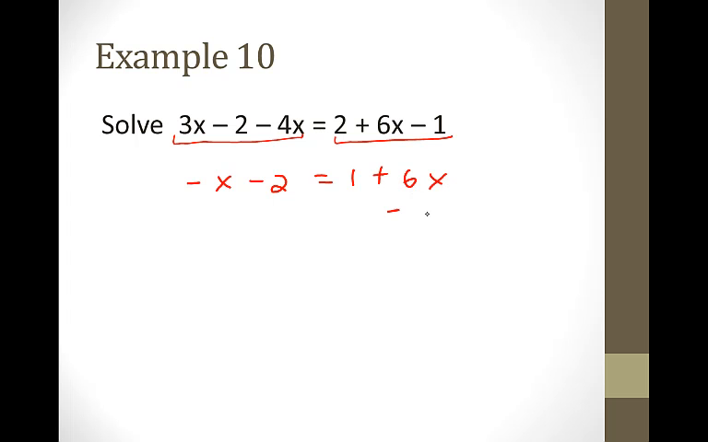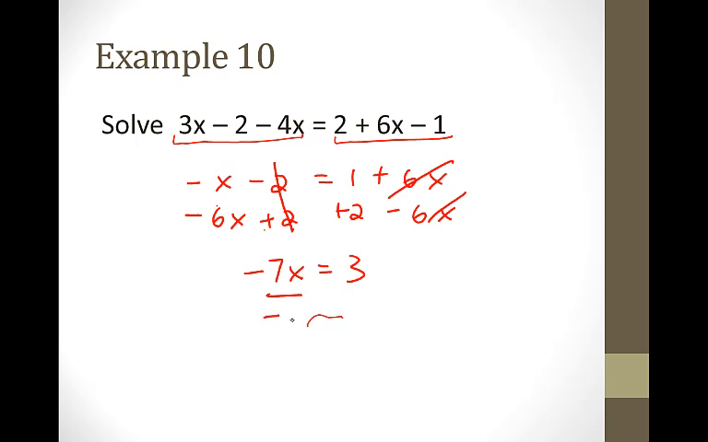Okay, so I'm going to subtract 6x from both sides. Those cancel, and at the same time I can add 2. So negative x minus 6x is a negative 7x equals 3. Divide by negative 7. Those are going to cancel, and I'll get x equals negative 3/7.